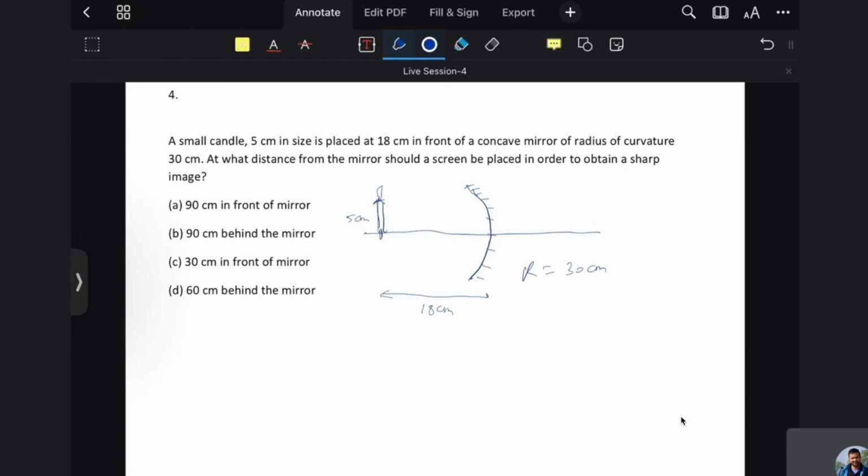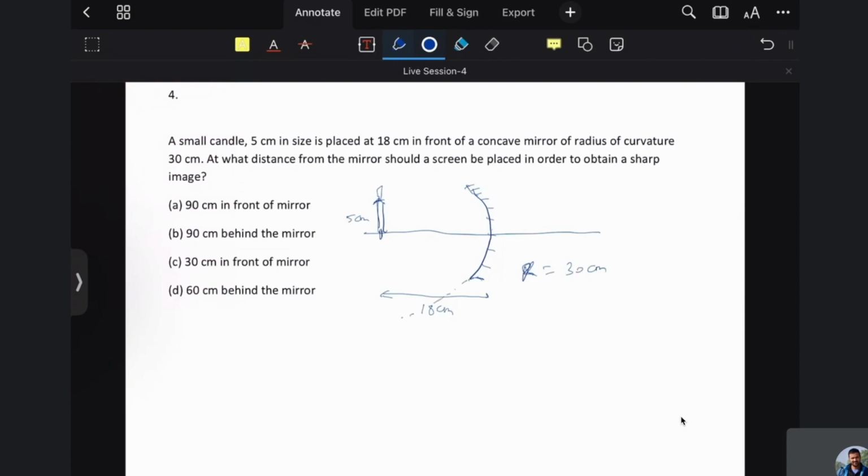What is the radius of curvature? What do you define as radius of curvature? It is the focal length divided by 2, sir. Half of the focal length. Yeah, I mean, okay. I couldn't hear you.